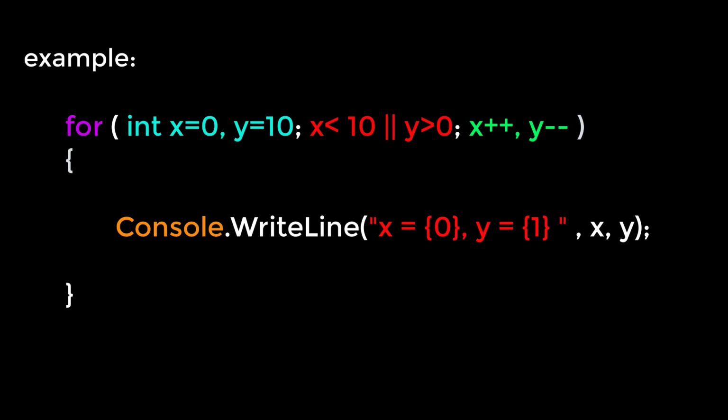A for loop can also be nested. If you want to nest, you have to put a for loop inside the for loop. Okay, so I think at this point you know already the for loops and their sections.